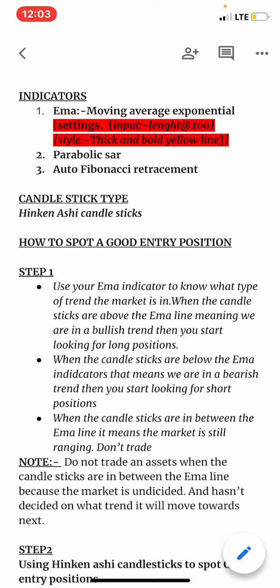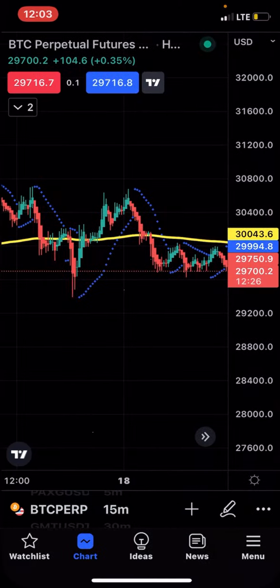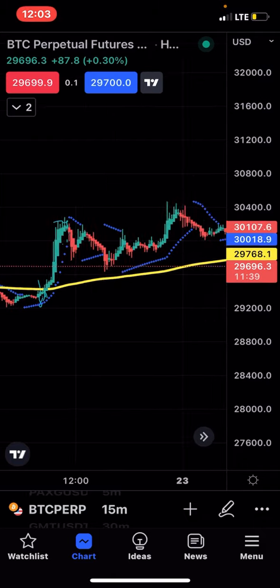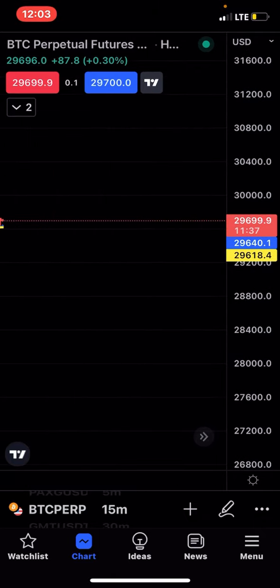Normally, Fibonacci retracement, you are meant to plot it by yourself, but when I started, I was like, this Fibonacci uses normal candlesticks. I don't know how to use Heikin-Ashi candlesticks to plot Fibonacci. So I went to TradingView, did a lot of research, and I found out that TradingView has an indicator that can help you plot Fibonacci retracement automatically.